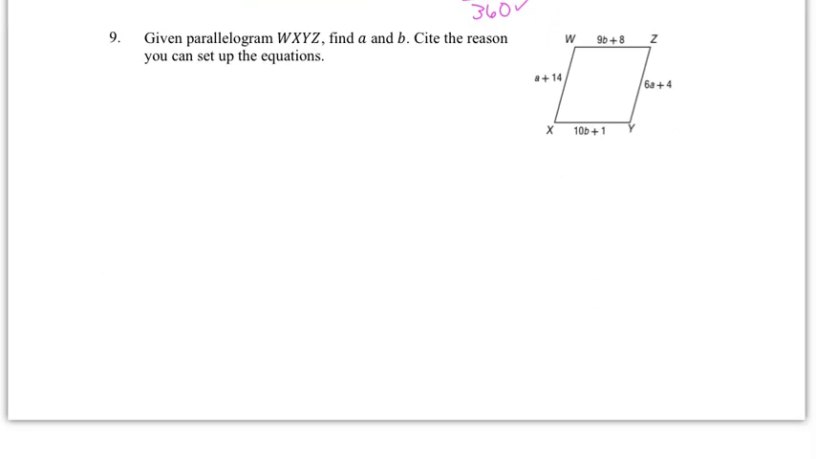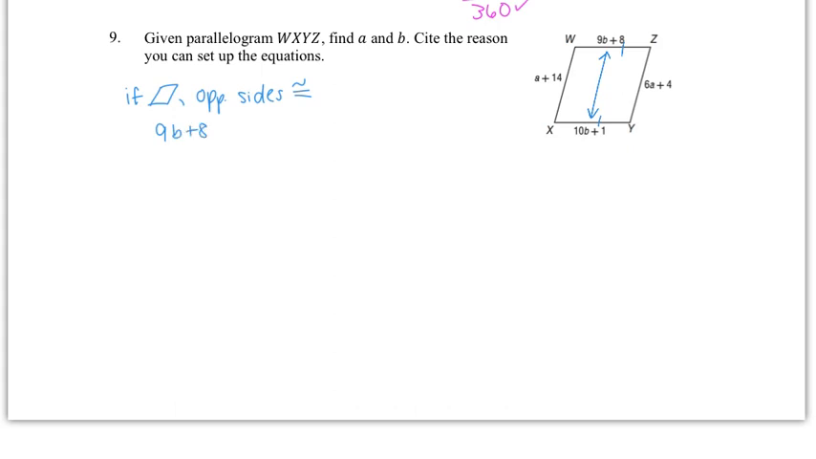Number 9, given parallelogram WXYZ, find a and b, cite the reasons. You can set up the equations. So this is where I'm having you cite your reasons. So to solve for b, I know that it's a parallelogram, so I know these two sides are equal. So I'm going to say, if parallelogram, opposite sides congruent. And that's all you need to say. You don't need to say, so then they're equal. We're not in a proof here. So we're just going to set them equal to each other.